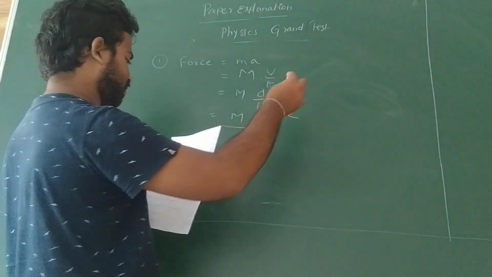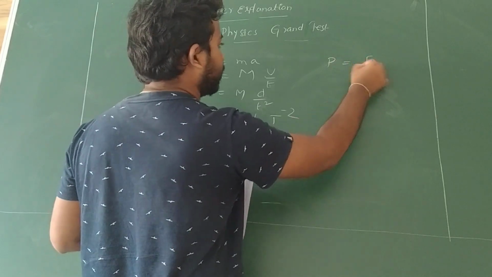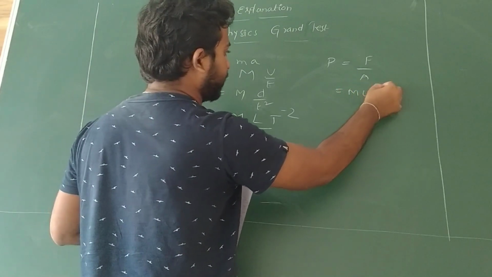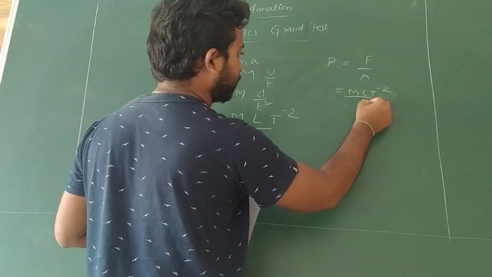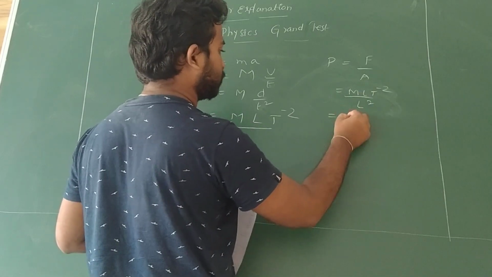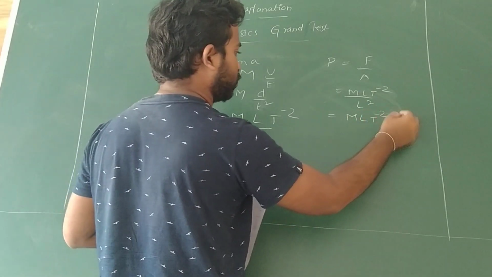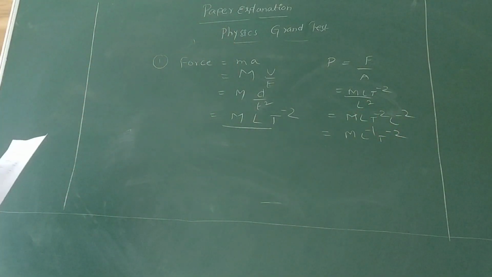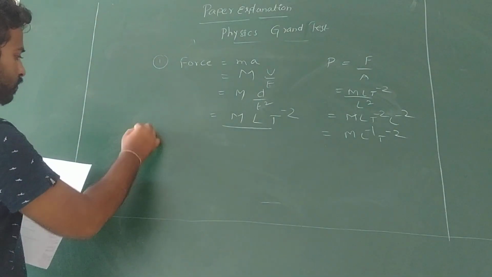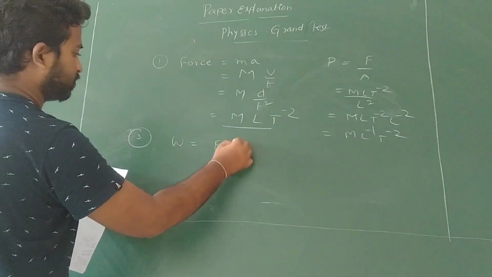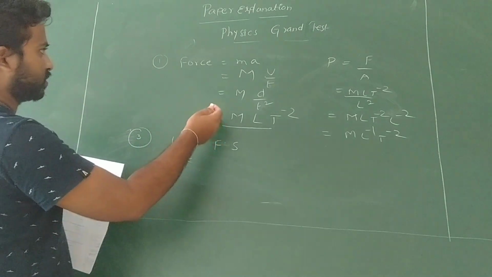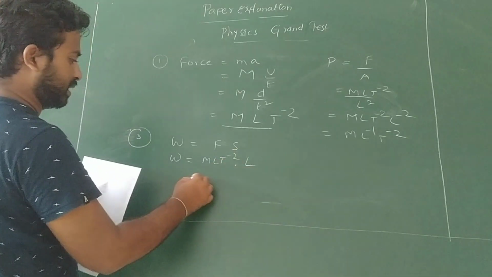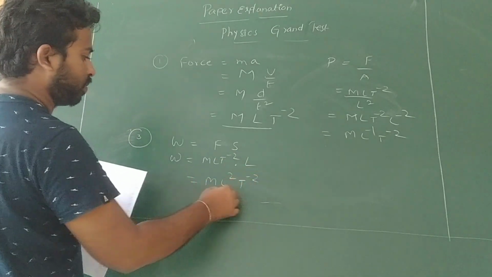That is the first one. And the second one, what? Pressure. Pressure is nothing but what? Force by area of cross section. Force is nothing but already calculated here, so M L T power minus 2. Then area is nothing but what? L square. Then it goes to numerator, means it becomes L power minus 2. Then M L T power minus 2 L power minus 2. Then M L power minus 1 T power minus 2. That is the pressure. And the third one is what? Work. Work means we know the formula, force into displacement. Then W, work: force we already calculated, M L T power minus 2. Displacement means L. Then it is M L square T power minus 2.